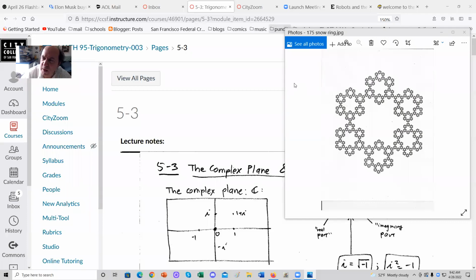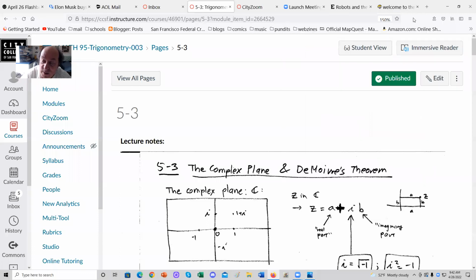This Zoom session is being brought to you by the fractal snow ring. One of my favorites. All right, here we go.